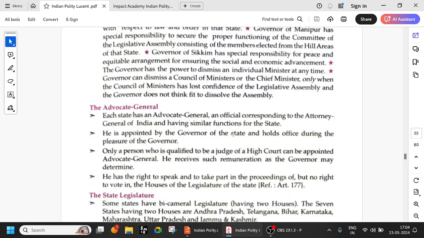He is appointed by the governor of the state and holds office during the pleasure of the governor. Next, only a person who is qualified to be a judge of a high court can be appointed as Advocate General. So the governor can be anyone, but the Advocate General has to be qualified to be a judge of a high court. He receives such remuneration as the governor may determine. He has the right to speak and take part in the proceedings of, but no right to vote in, the House of Legislature of the state. So he can go and speak in the assembly also. He can take part in the proceedings, but he cannot vote in the House.